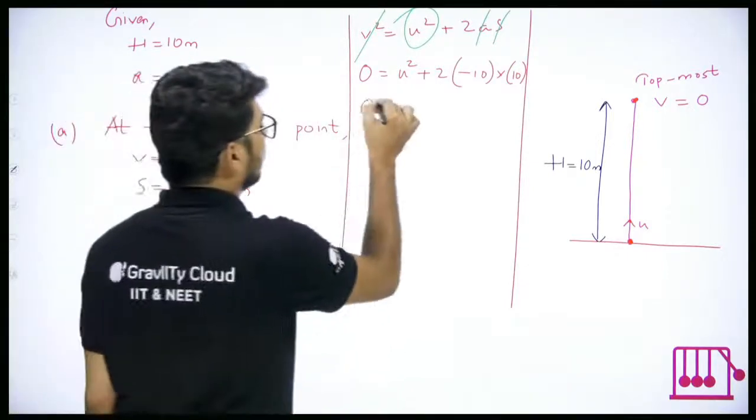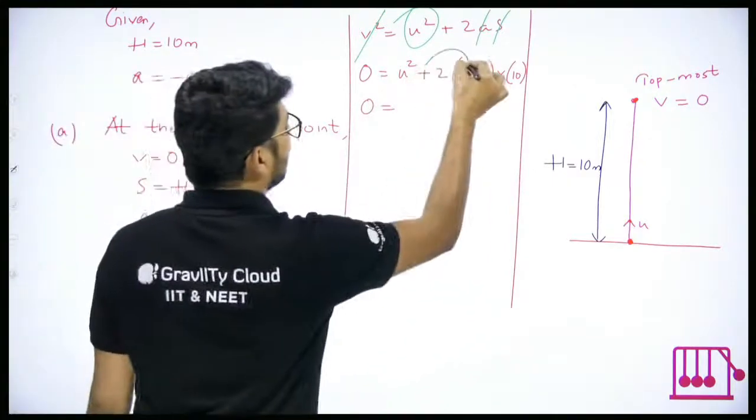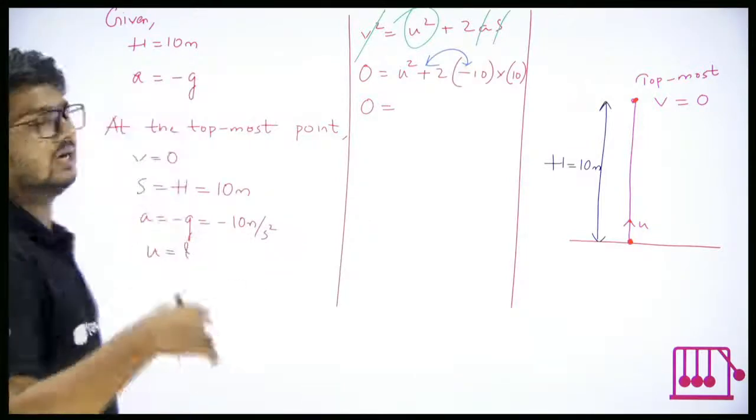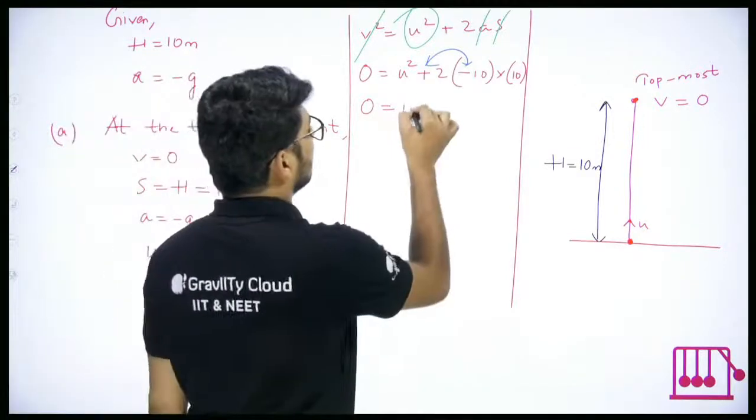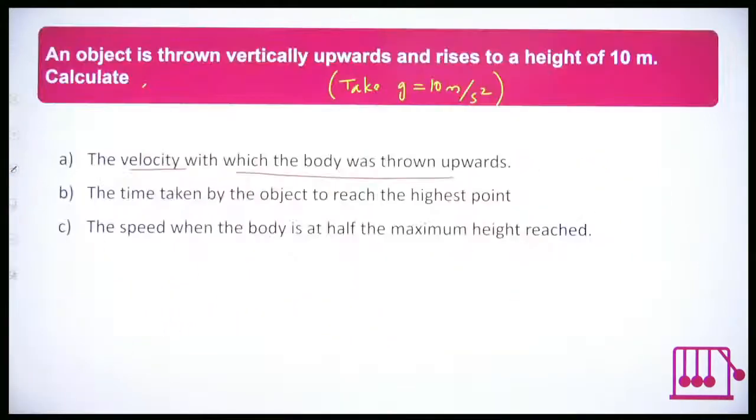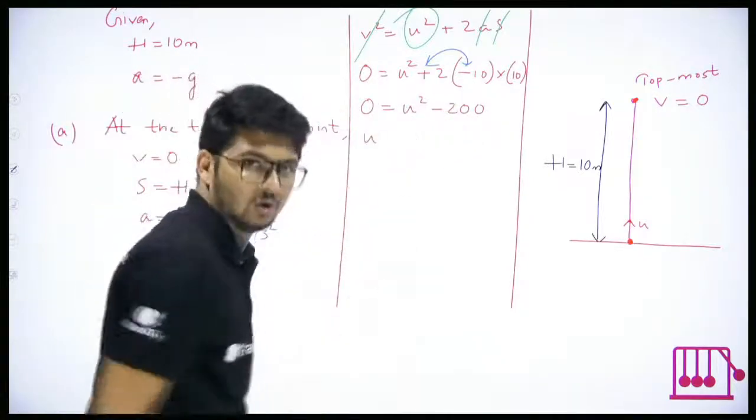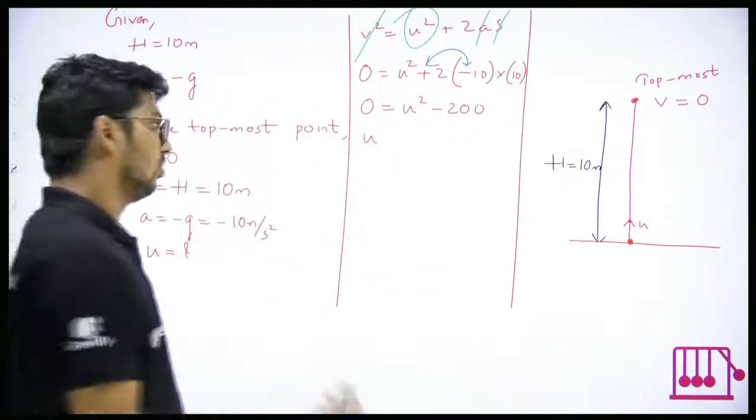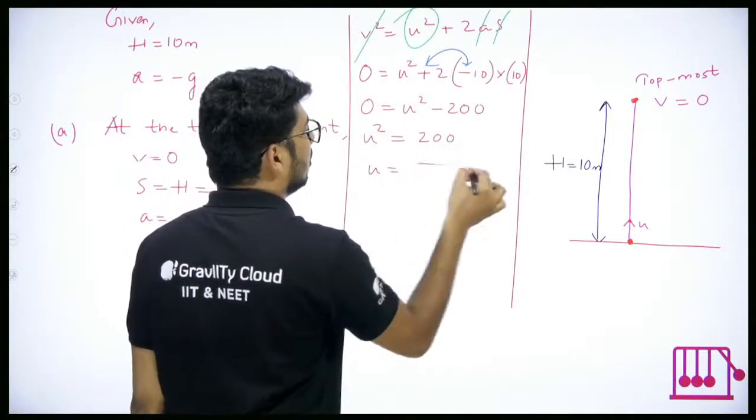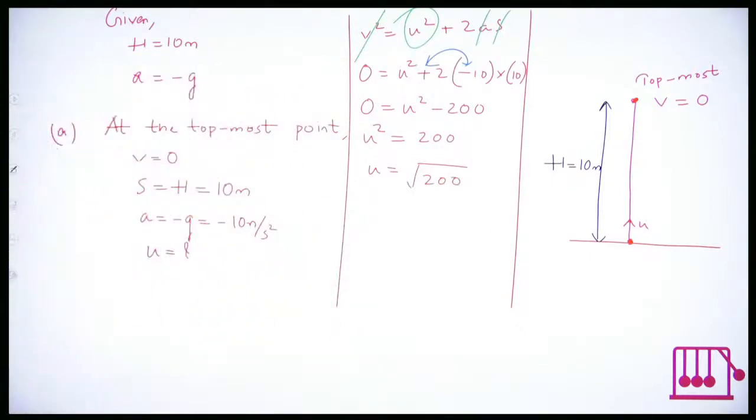So 0 is equal to plus into minus. What is that going to be? Minus. Right. Then you have 2 into 10 into 10. That is u square minus 200. So u square minus 200, that becomes what? Minus 200 goes to that side. It becomes plus. So u square is equal to 200, or u is equal to under root of 200.